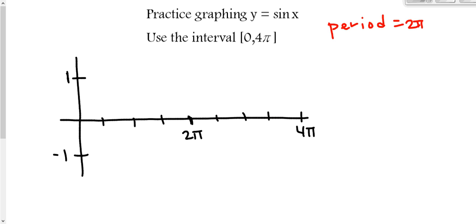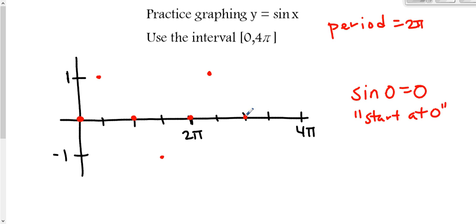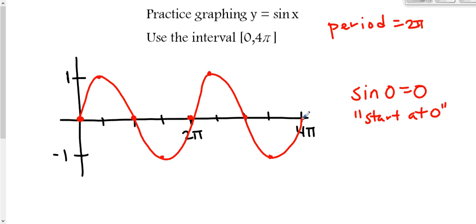And remember that the sine of 0 is 0. So it's going to start at 0. So you put a point at 0, 0. Then you go up to the top, back to the middle, down to the bottom, back to the middle. Up to the top, down to the middle, back to the bottom, back to the middle. And then you connect those. Smooth and curvy, not pointy or straight. All right, that's how you do that quickly and easily.